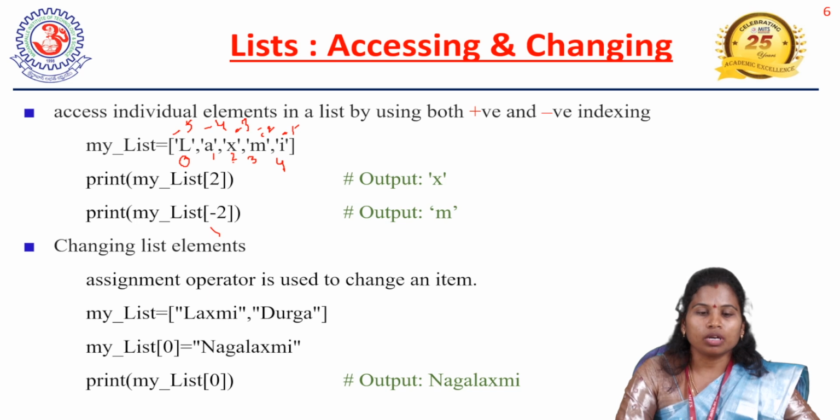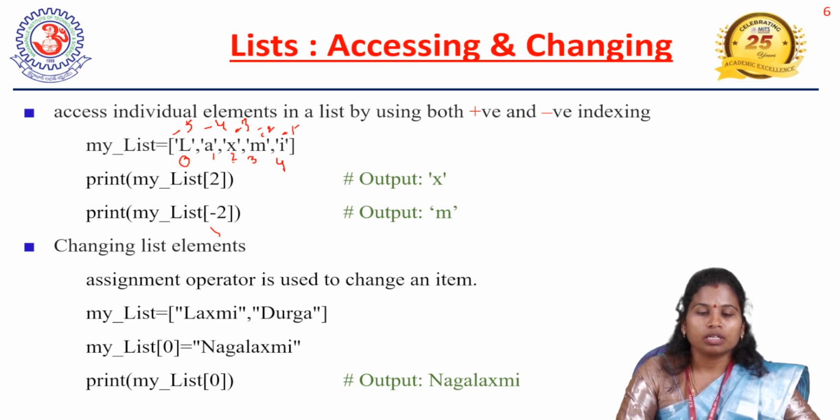Now coming to updating and changing list elements. Here we are using the assignment operator to change a list element. Initially my list contains two strings, one is Lakshmi, another one is Durga. These are assigned to my list variable. Now I want to change the first element Lakshmi with Nagalakshmi. I want to replace Lakshmi with Nagalakshmi.